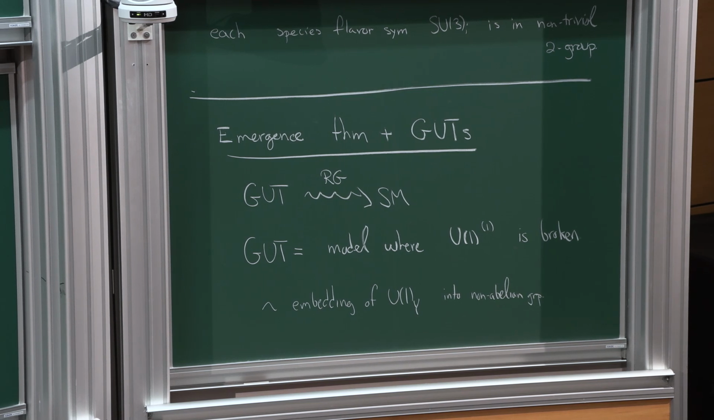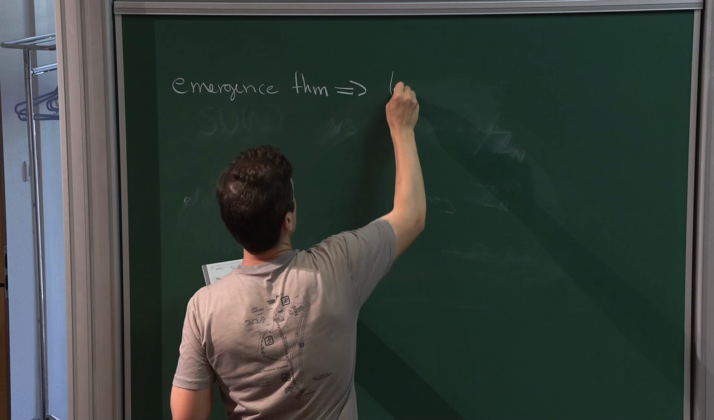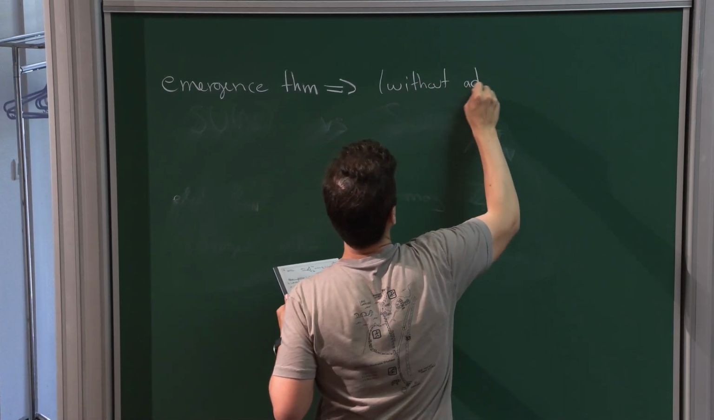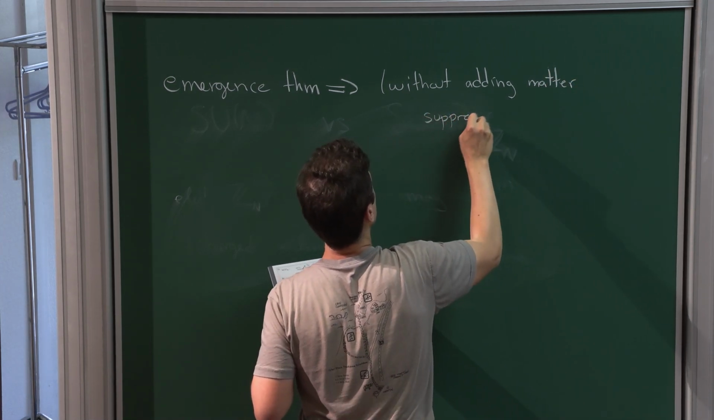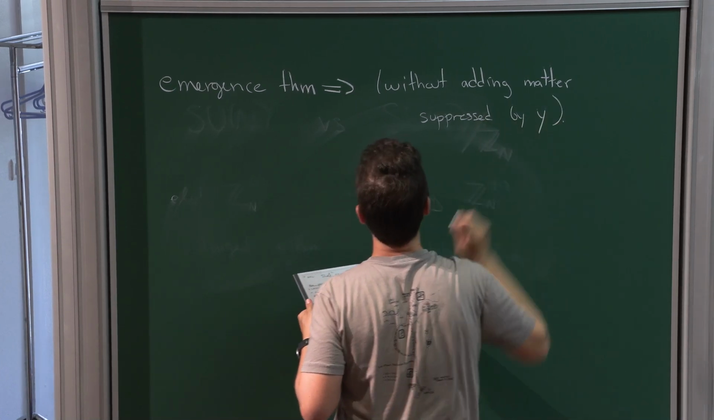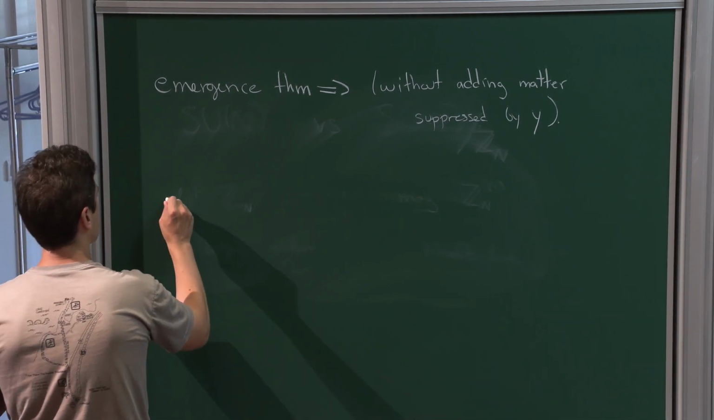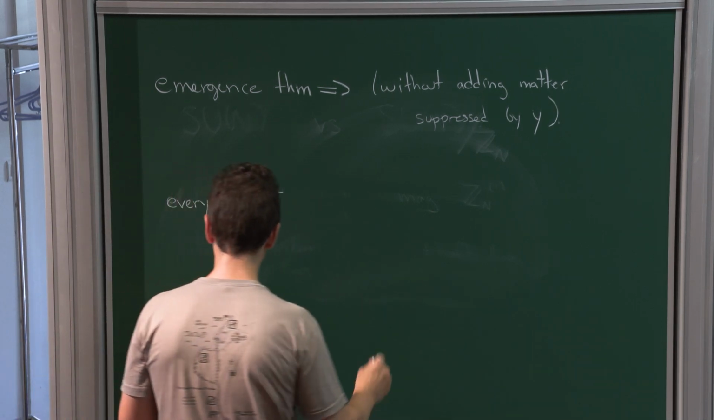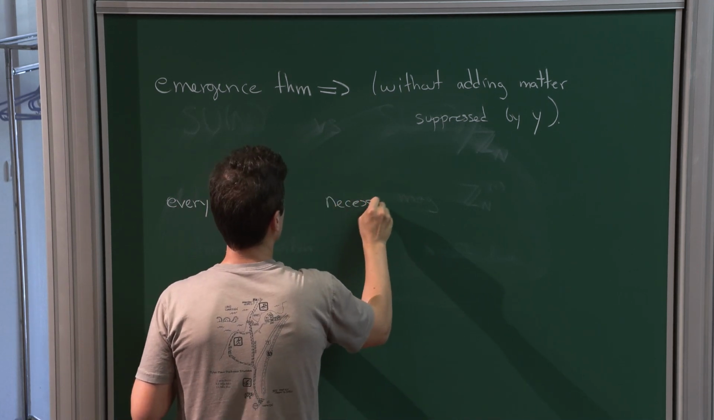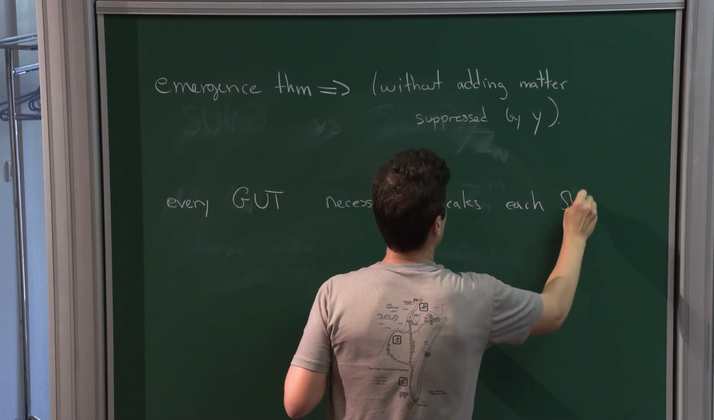OK, so what can we say already? Let me apply this emergence theorem, without first adding matter; we'll come back to this possibility. So let's see what it implies without adding matter. What it tells us is that every GUT, where we adopt that very loose definition of GUT, necessarily breaks each SU(3)_I individually.